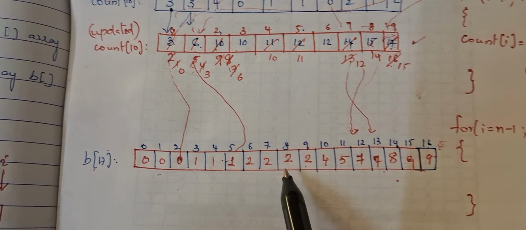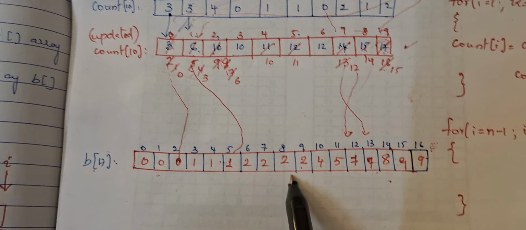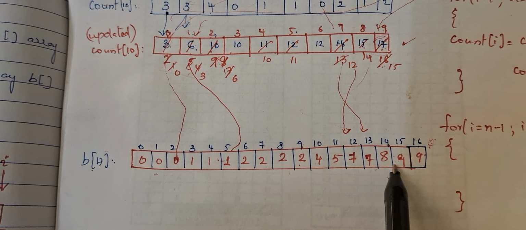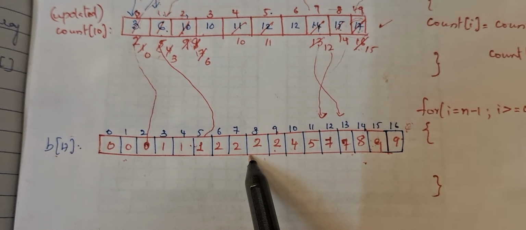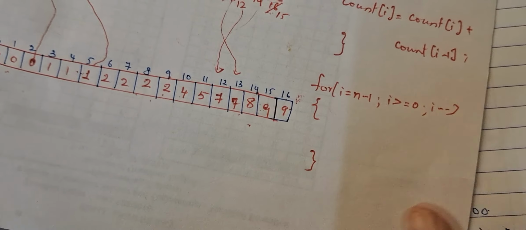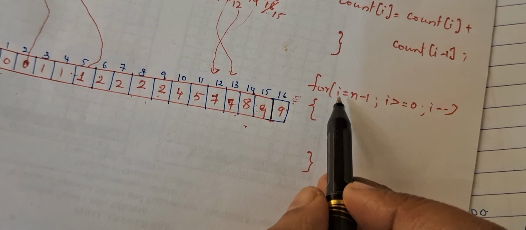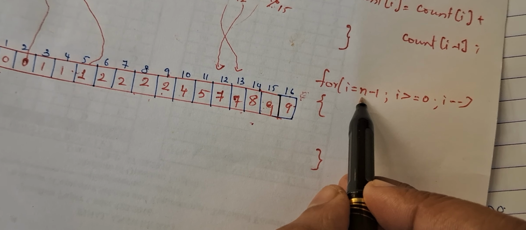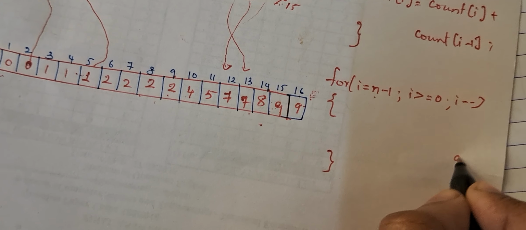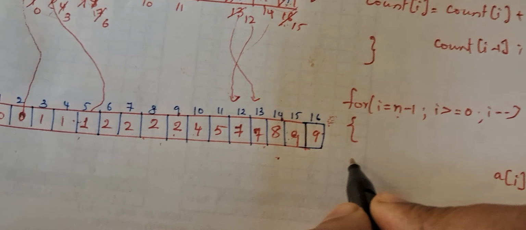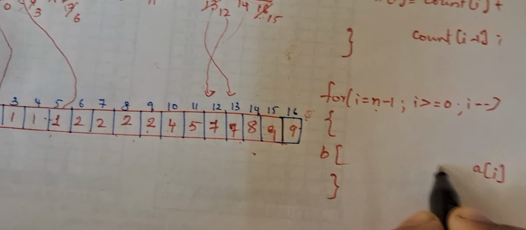So how can you write the code for this one? We are storing the array elements, that is, we are storing a of I to b of something. So how to write the code for that? We are traversing the array from the last, that is I equal to n minus 1 onwards. We are decrementing the I value, and we are storing a of I, this particular element, in b of some index. So how to find that b of index?